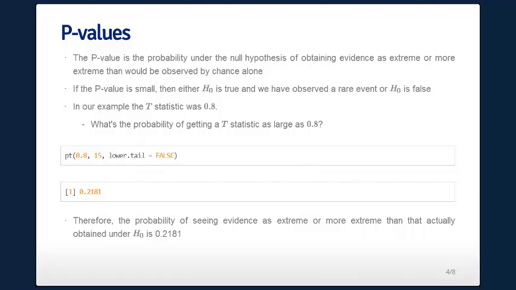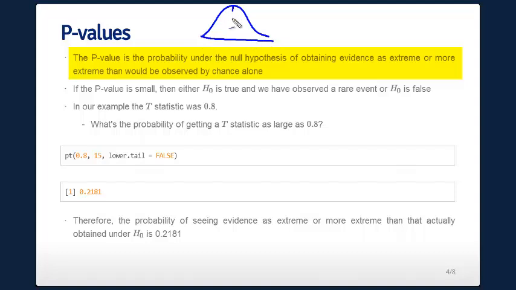Here's the definition of a p-value. The p-value is the probability under the null hypothesis of obtaining evidence as or more extreme than what was observed by chance alone. Here's our distribution of our z statistic under the null hypothesis, and here's our observed test statistic, z observed. Our p-value is the probability of getting evidence as or more extreme. If we're testing H0: mu equal to mu naught versus Ha: mu bigger than mu naught, it would be this probability up here.